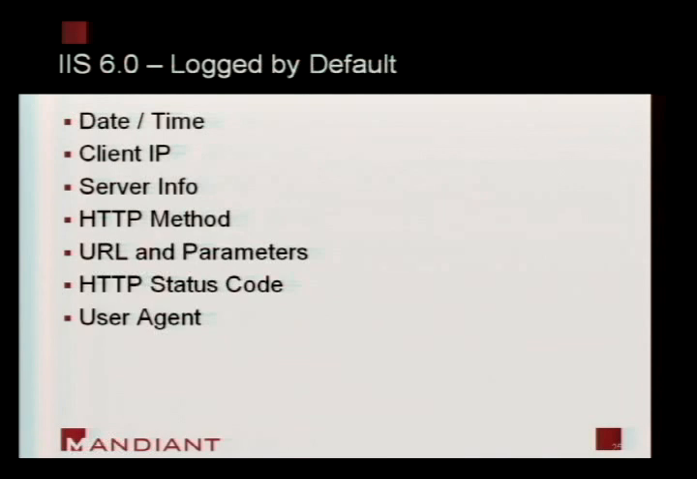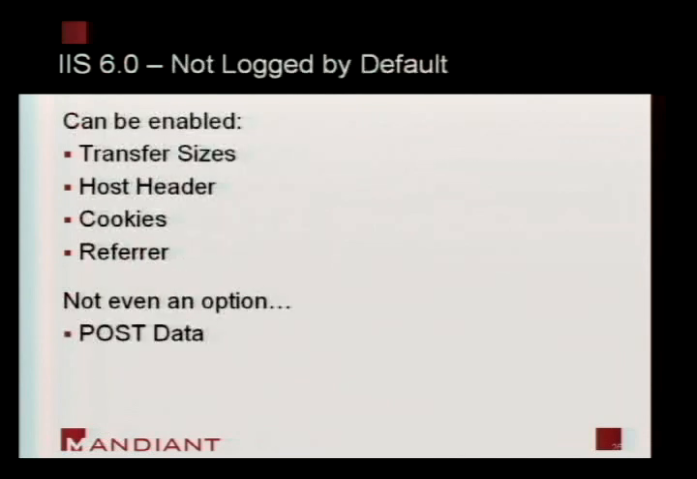So you're going to know the date and time of accesses, your client IP, server info as far as the IP of the server, the host name of it, and then the method used, URL and parameters, status code, user agent. So that's useful. There's a couple other things you might want to add. You can actually log transfer sizes, which is useful if you're trying to see what kind of data people are pulling back, especially since a lot of times automated attacks are going to be looking at the sizes of the responses in order to detect if something was successful or not. And then you can log cookies and the referrer header as well.